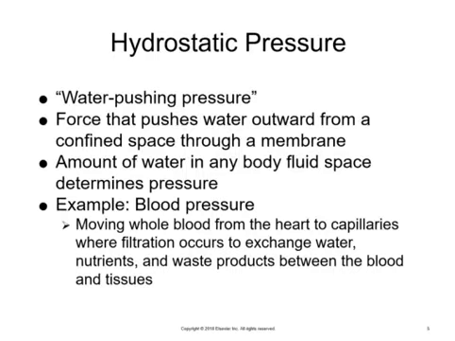And they give a good example here of blood pressure. Moving whole blood from the heart to the capillaries where filtration occurs to exchange water, nutrients, and waste products between the blood and the tissue. So if hydrostatic pressure is greater on the outside of the membrane than it is on the inside, then we have disequilibrium. The body will filter from the high pressure area to the low pressure area because it wants to restore equilibrium.